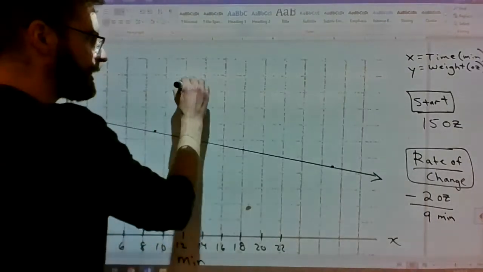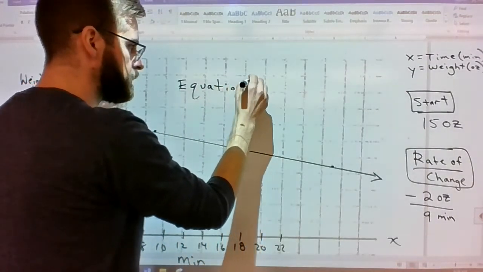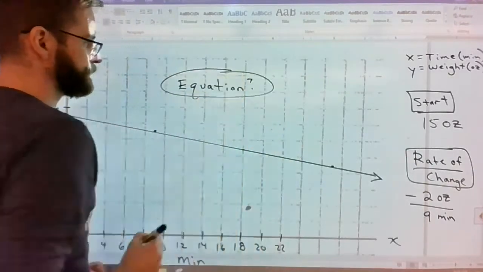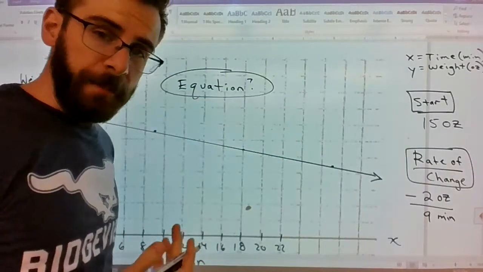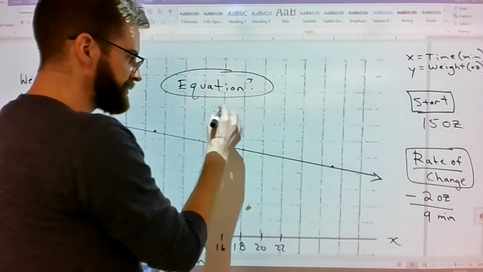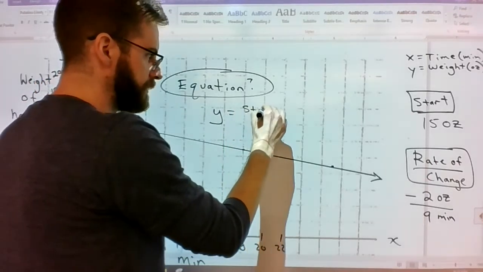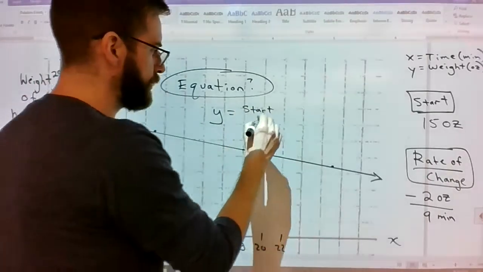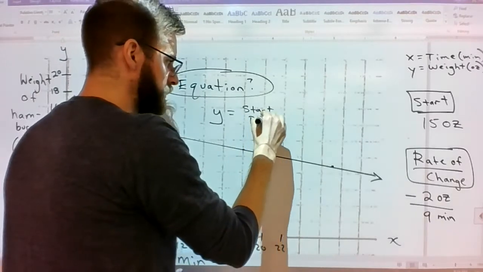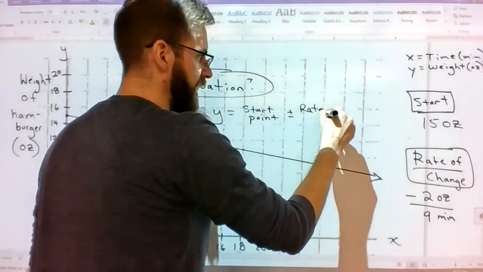Now, what about the equation of the line? Well, what I'm going to get you guys in the swing of, like get you used to, is it's always going to be y equals, this is like a formula alert, the starting point plus or minus the rate of change times x.